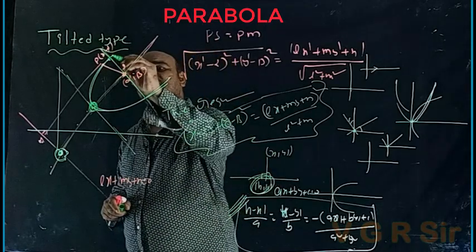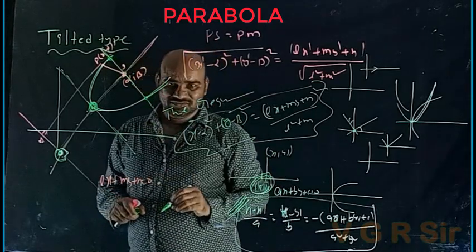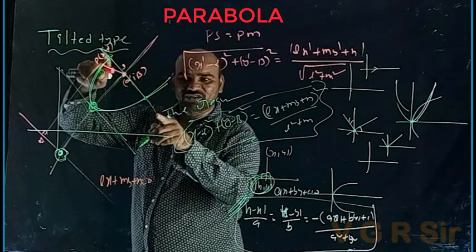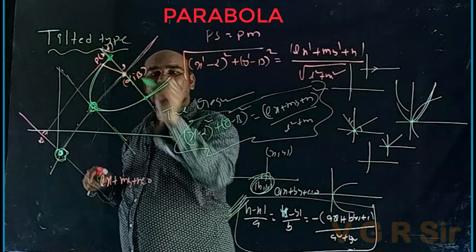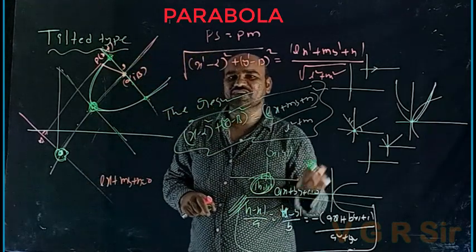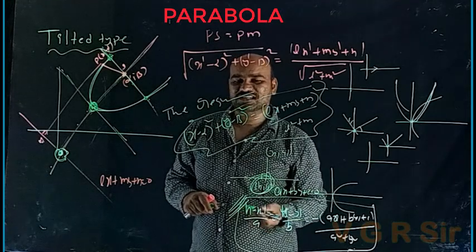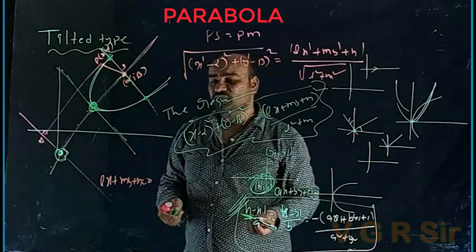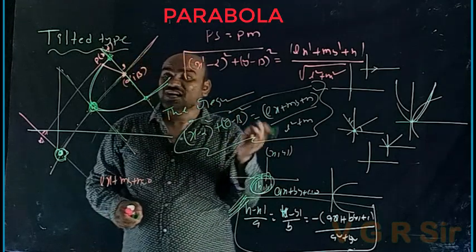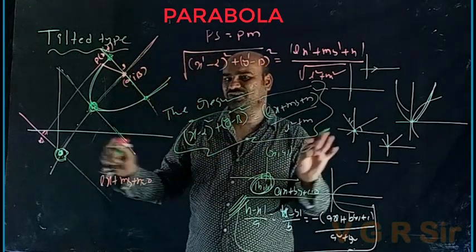How to find the endpoints of the latus rectum? Already you found the equation of the latus rectum. Solve it with the equation of the parabola, and you get the coordinates of these 2 points. From there you can find the length of the latus rectum, and from that you can find the length of the semi-latus rectum. Everything means, by using the simple definition, even if a parabola is given in the tilted type, you can find everything.